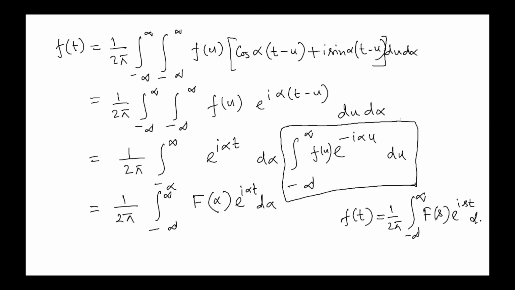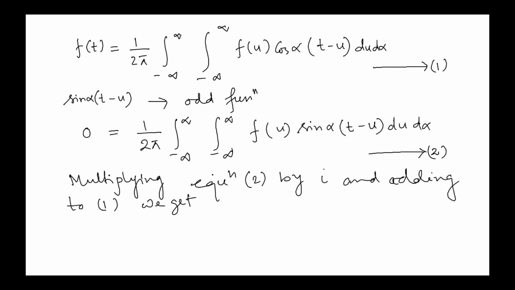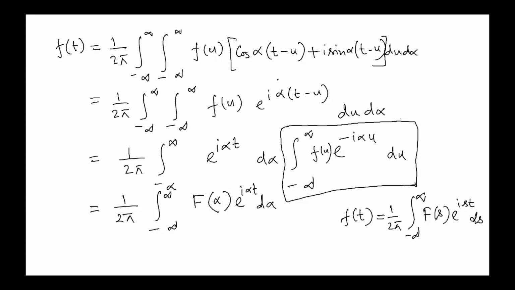Now if we multiply equation 2 by minus i, then we will get here the negative sign and we will have this as f(u) e to the power minus i alpha(t minus u). Then in this position we will get a negative sign and this one we will get a positive sign, and then we will get the inverse Fourier transform as 1 by 2 pi integration from minus infinity to infinity F(alpha) e to the power minus i alpha t d alpha. So both the results you are getting.